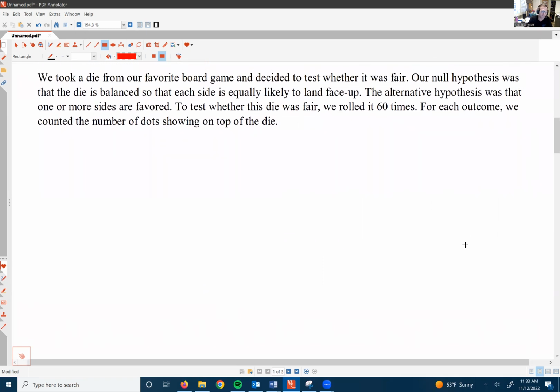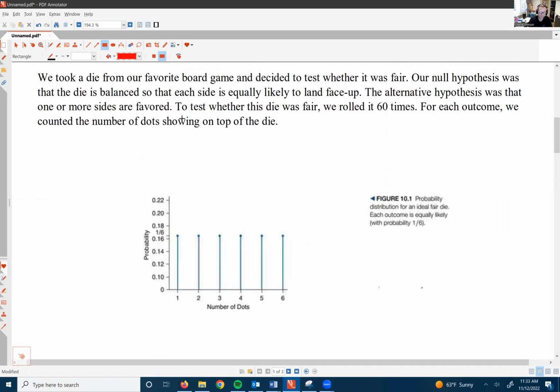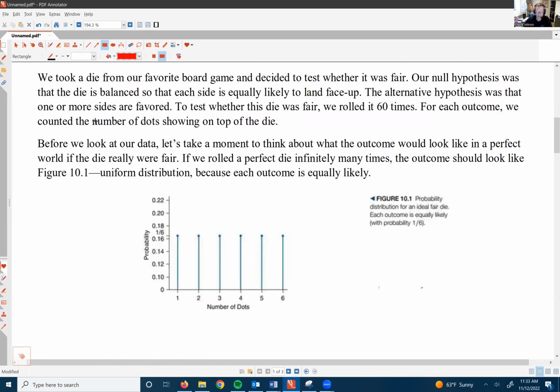Before we look at the results of rolling it 60 times, let's think about what the outcome would look like if it were a fair die. If we rolled a perfect die infinitely many times, the outcome should look like figure 10.1, a uniform distribution, because each outcome is equally likely. So what this chart is telling us is that to roll a 1, 2, 3, 4, 5, or a 6, there's an equal chance of 1 out of 6 for each respective side.